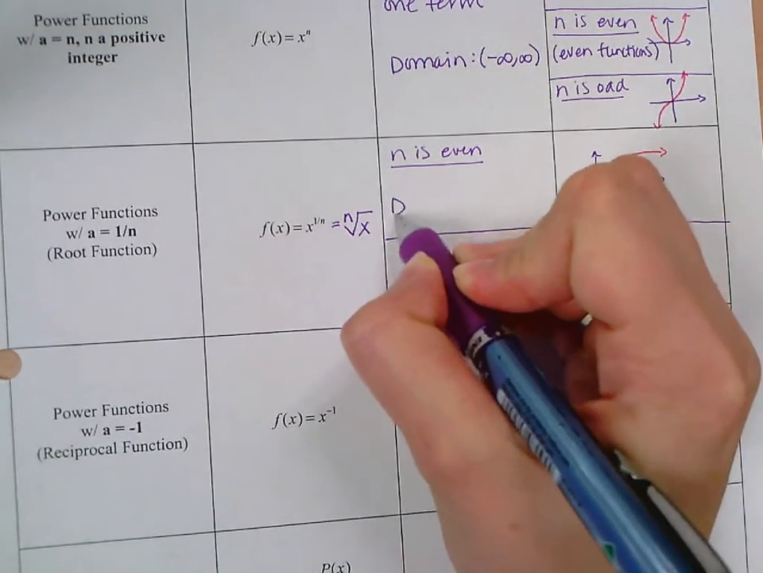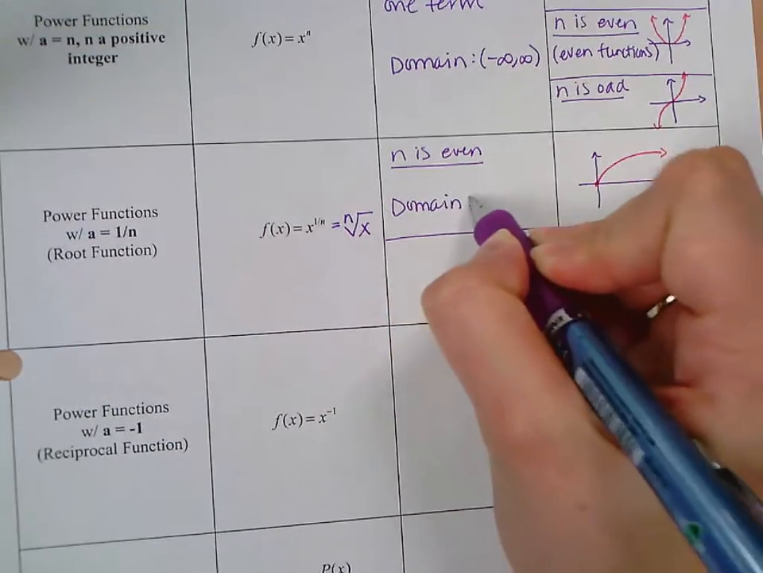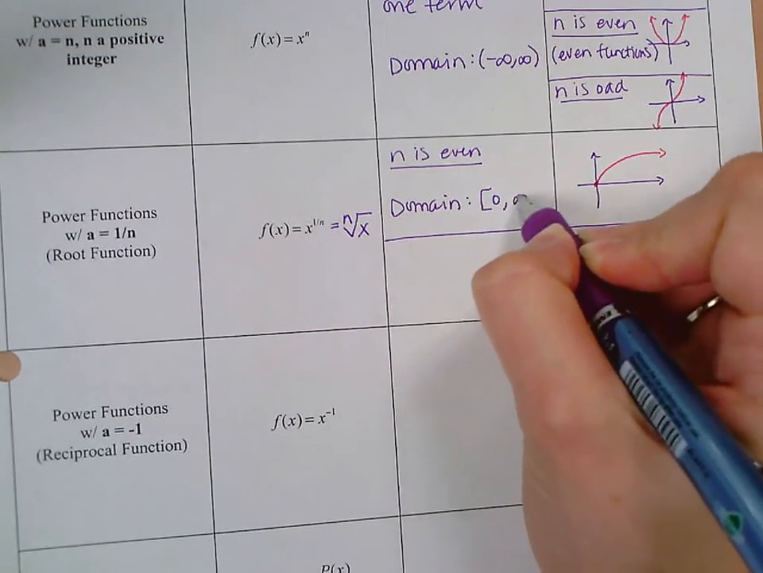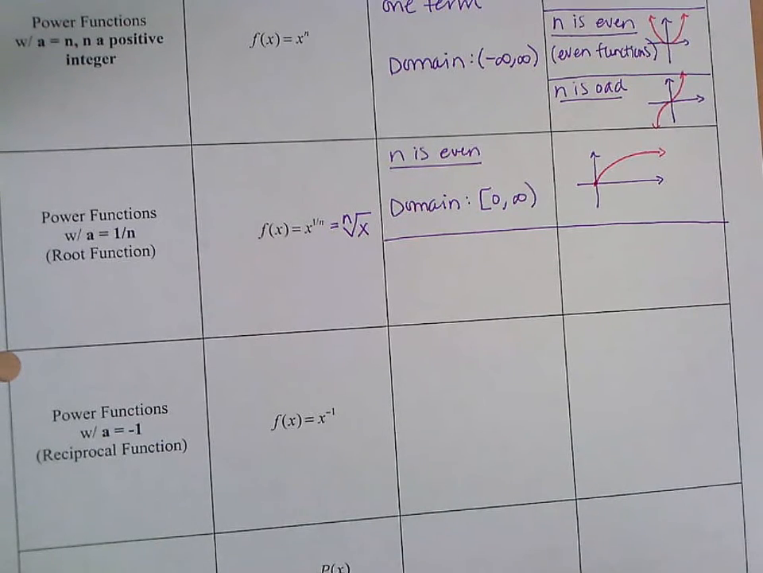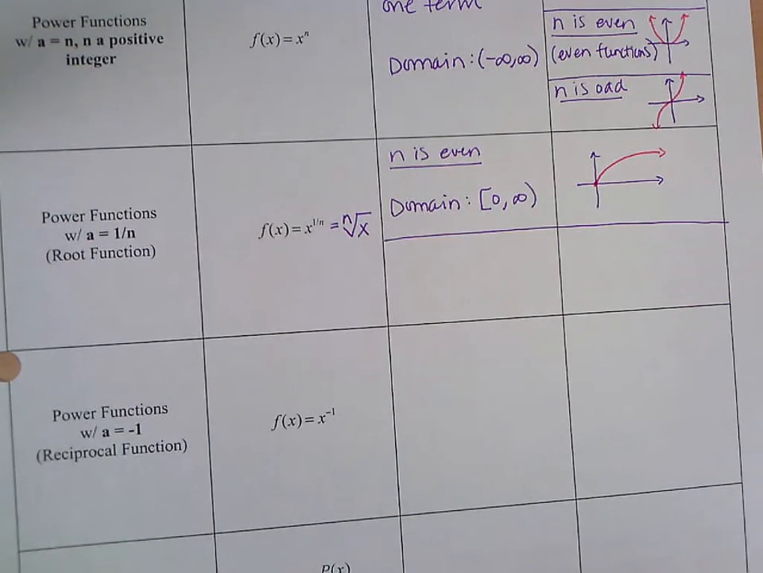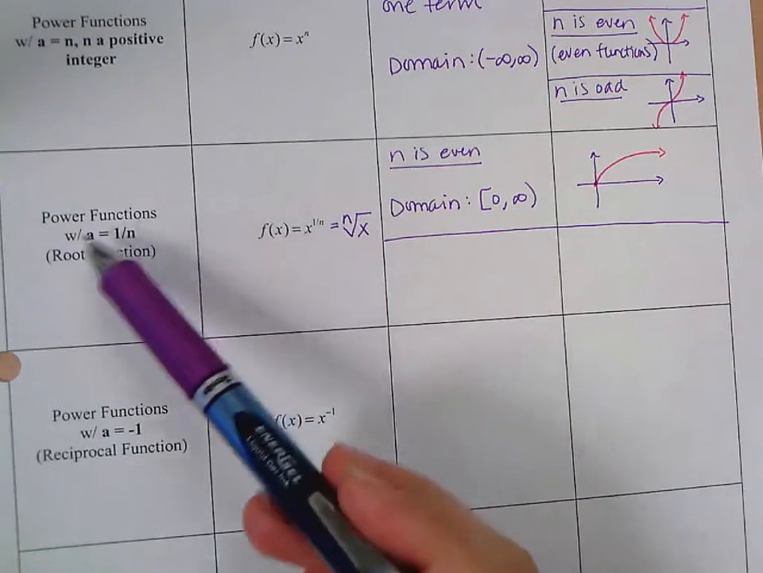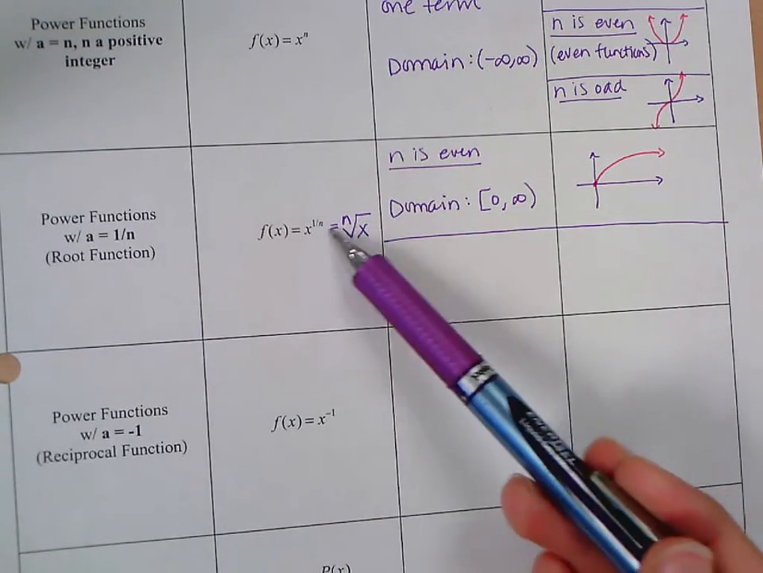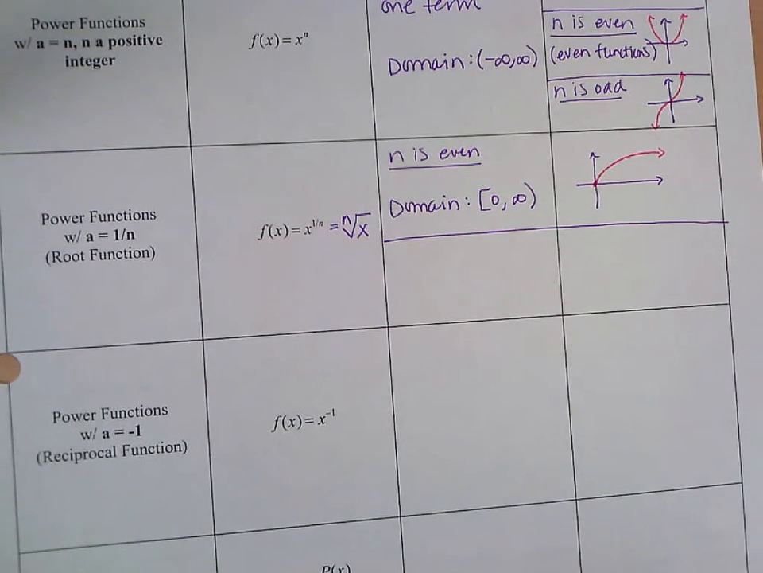So here the domain would be 0 with a bracket to infinity if you're writing it in interval notation, or x should be greater than or equal to 0 as an inequality. And again, keep in mind, this would be the domain. If there were any transformations happening to this that would move it somewhere else, your domain would change. But then it wouldn't be characterized as a power function if there's extra terms or extra things being added to it. So this is exactly what it looks like if it's a power function.